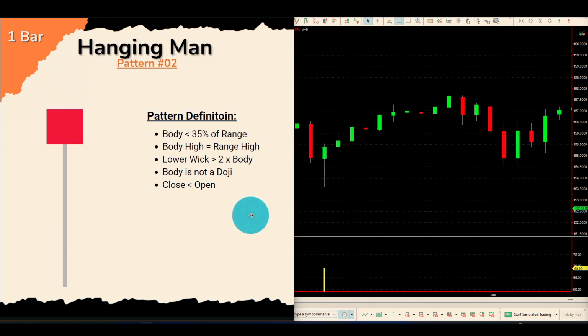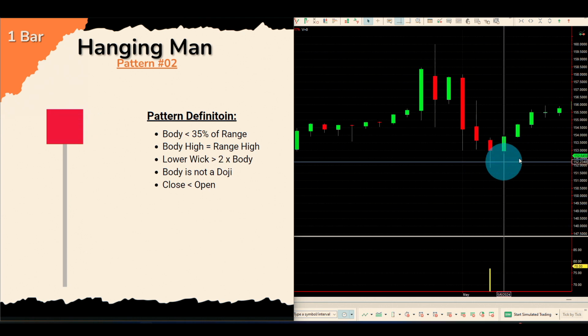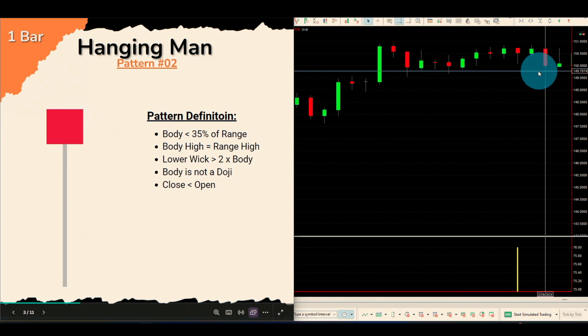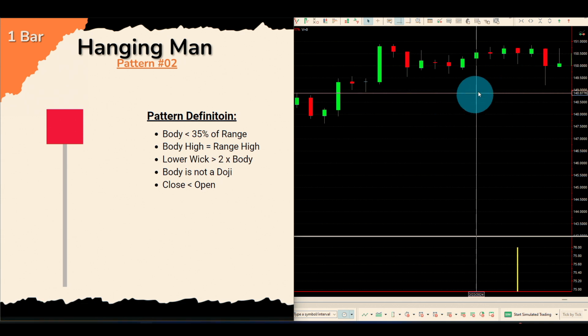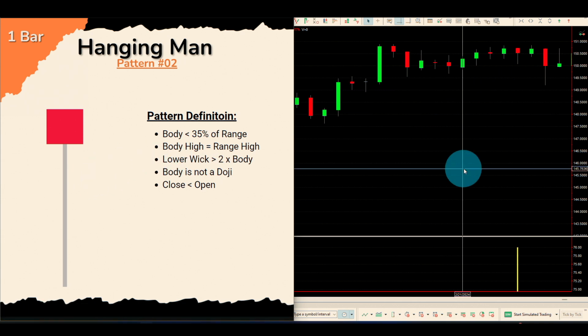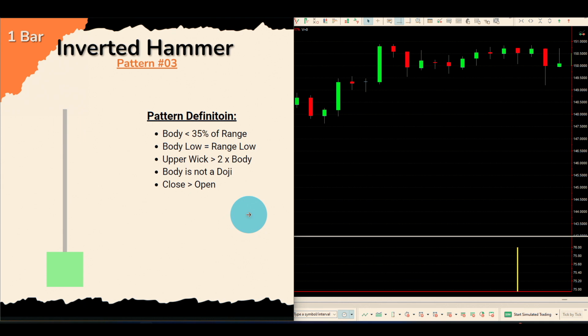of the bar. The second pattern is the hanging man, which is exactly the same, except the close is lower than the open, and that's why you see the top is red. It's like the hammer, but it's red. Here is another one, and as you can see, this shows up completely like this one. The third pattern is the inverted hammer. The inverted hammer is like the hammer, but on the opposite side.